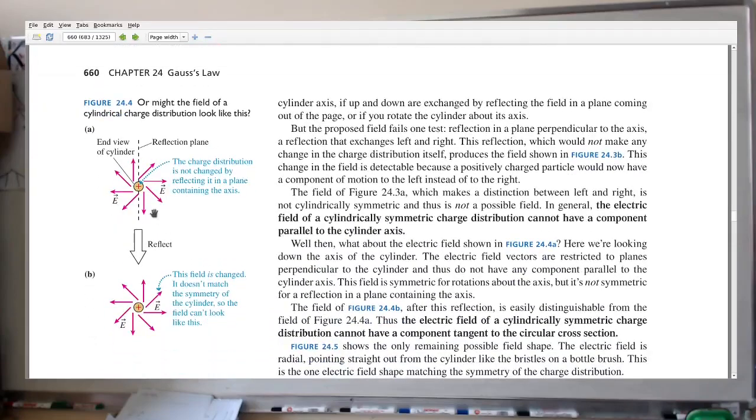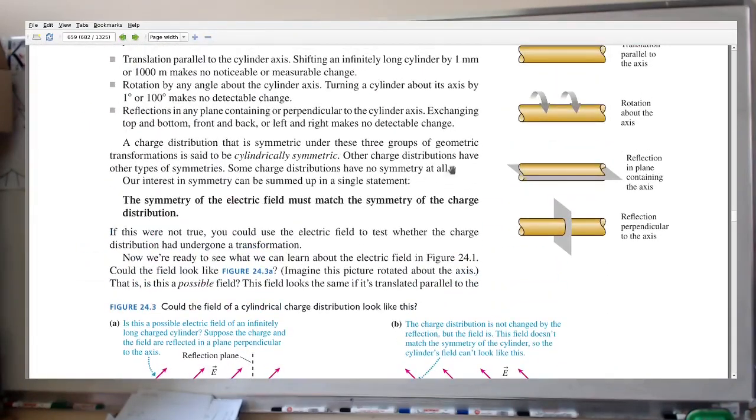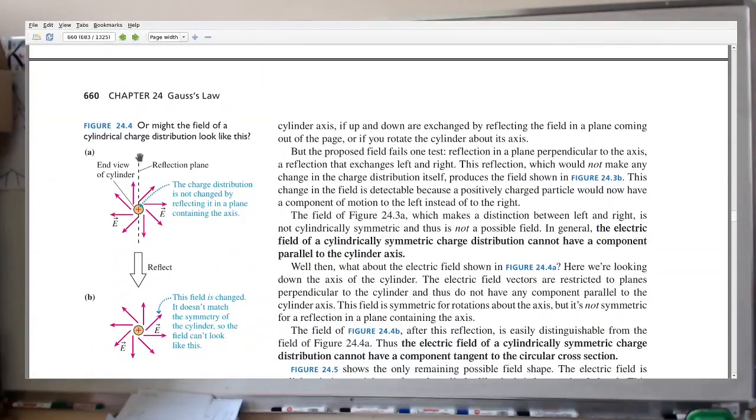Or it could be like this. So this is the end view of the cylinder. You're now looking at the infinitely thin cylinder through its symmetry axis, something like that. Again, this is not allowed. This time, because of the reflection in a plane containing the axis. Okay? Now that plane would look like something like this. Right? So this is our symmetry axis, the center of the circle, which is the boundary of the cylinder. So the reflection plane is passing through the center, and it's going in infinite direction into the page and out of the page. And if you reflect this, you're going to get a different electric field.